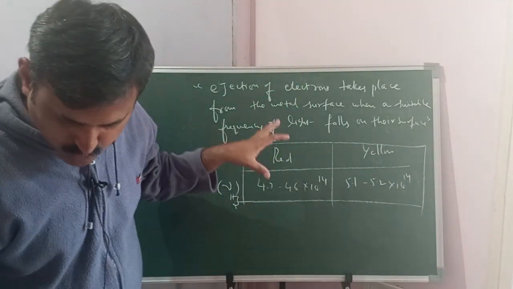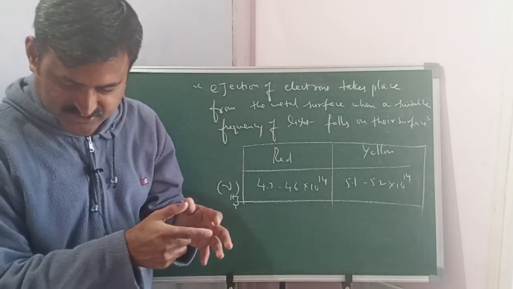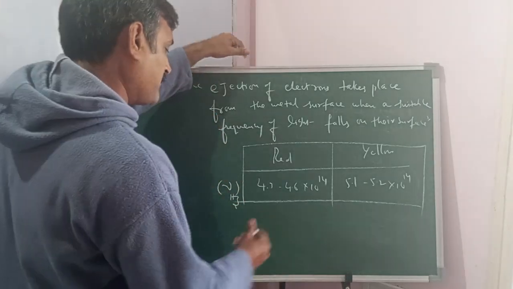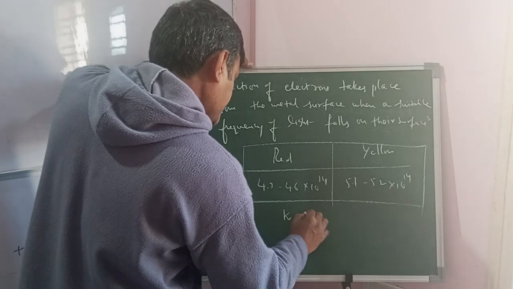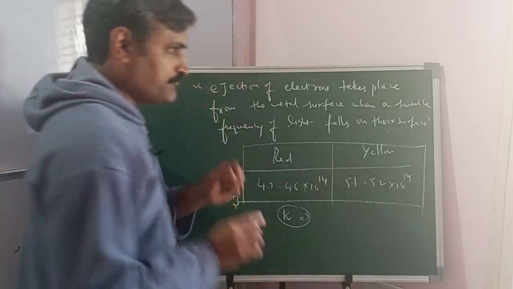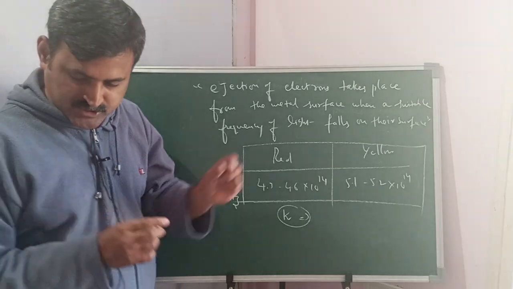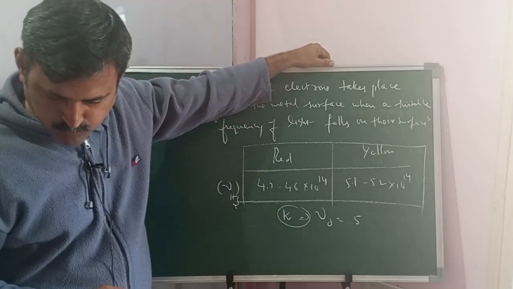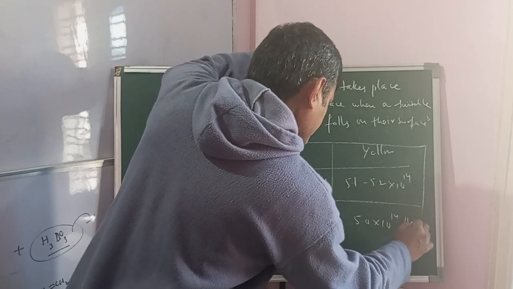So red light of this brightness may shine on a piece of a particular metal like potassium. Potassium has a suitable frequency, the threshold frequency, which is 5.0 into 10 to the power of 14 hertz.